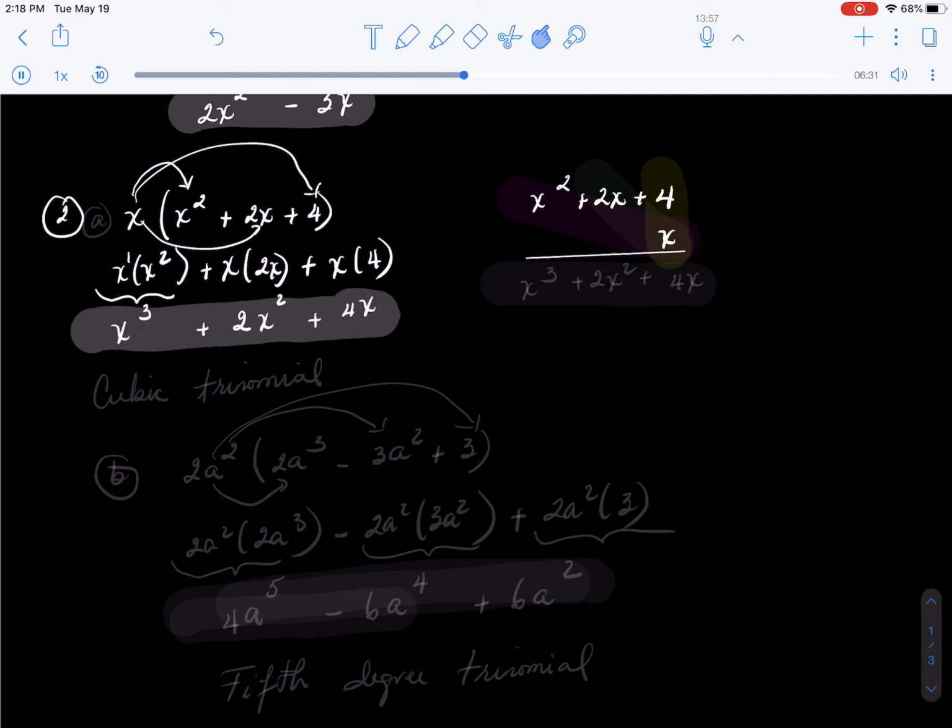So if I were to name this, it is going to be a cubic trinomial. Again, if I were to multiply this way, that should give me 4x. I'm going to take the green, so that should give me 2x squared. And then let me take the pink, so that should give me x to the third.